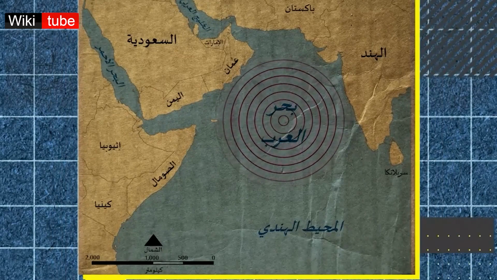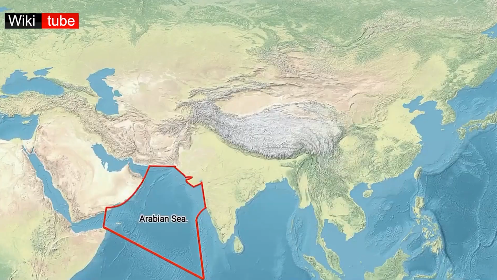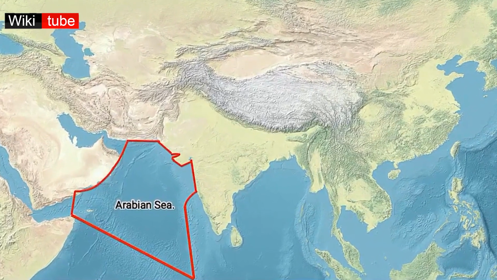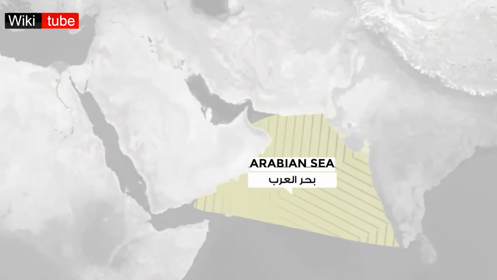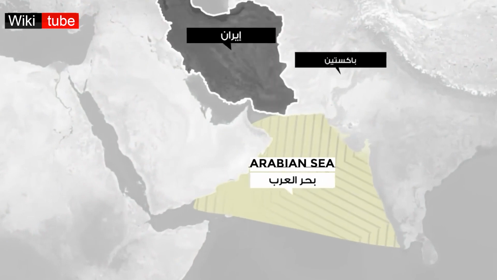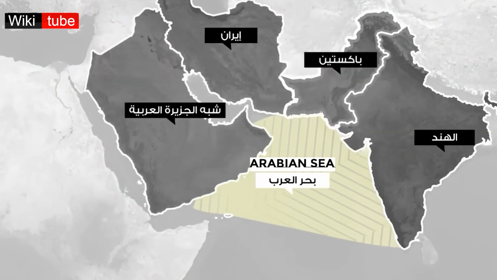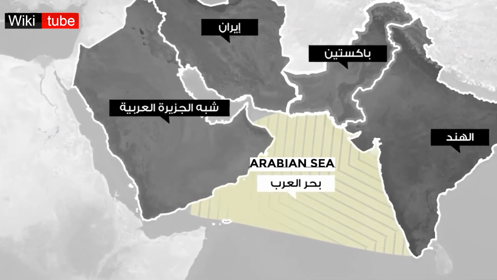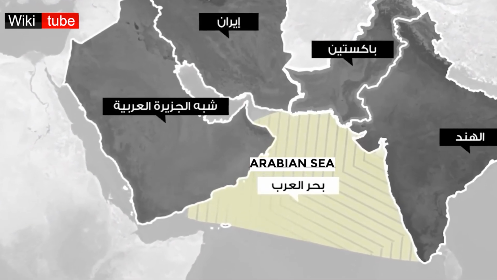Arabian Sea. It is a part of the Indian Ocean located between the coasts of the Arabian Peninsula and the Indian subcontinent. It is bordered to the north by Iran, Pakistan and Oman, to the east by the Indian subcontinent, and to the west by the Arabian Peninsula and the Horn of Africa.